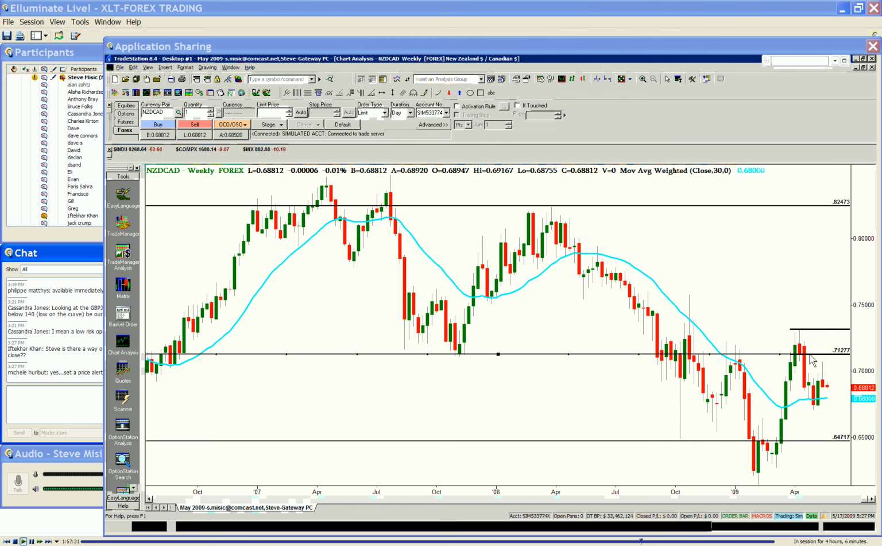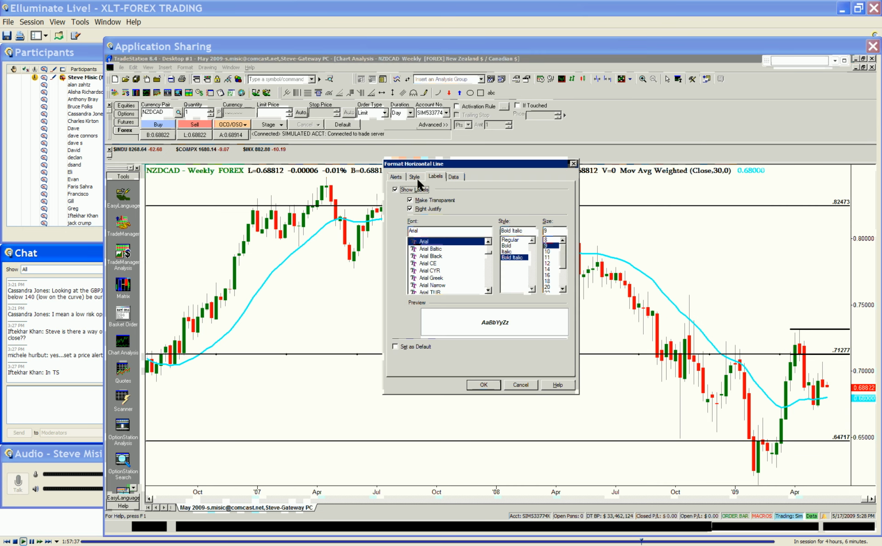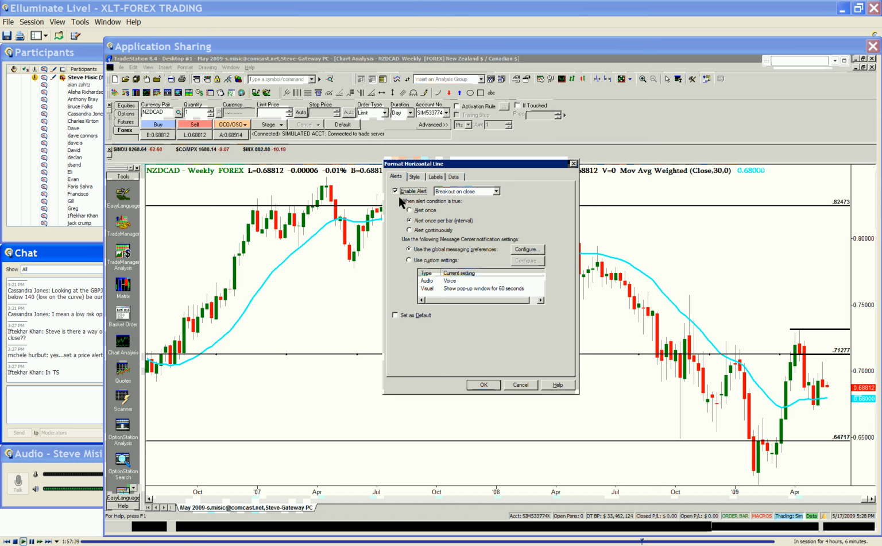Yeah, sure. There's great ways to set alerts on, especially on TradeStation here. You right-click on here and you format a horizontal line, and the first button is called Alert.